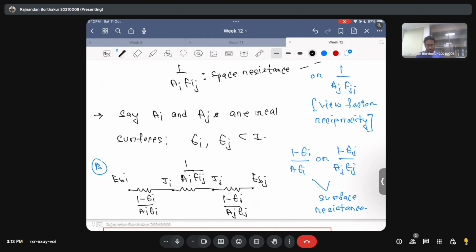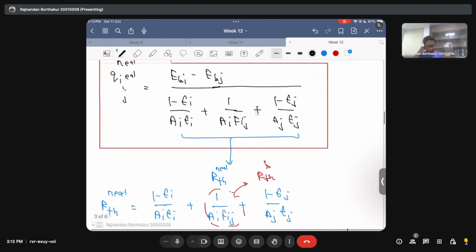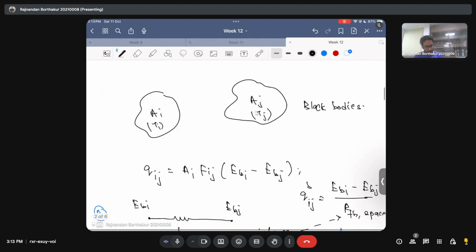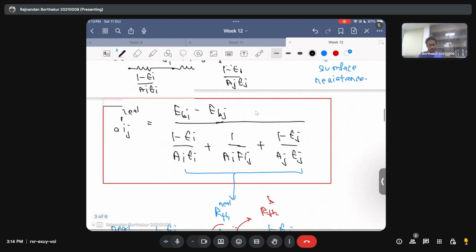Okay. So I hope you understand that these epsilon i's and epsilon j's, although I didn't explicitly mention it, by now at least you should be clear that these are the emissivities of the I and J surfaces. Okay. All right.